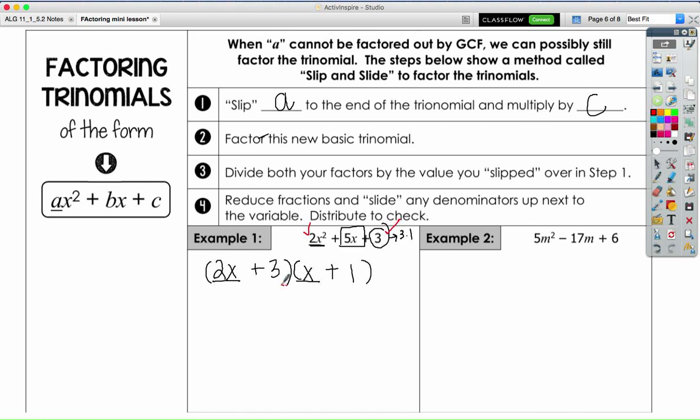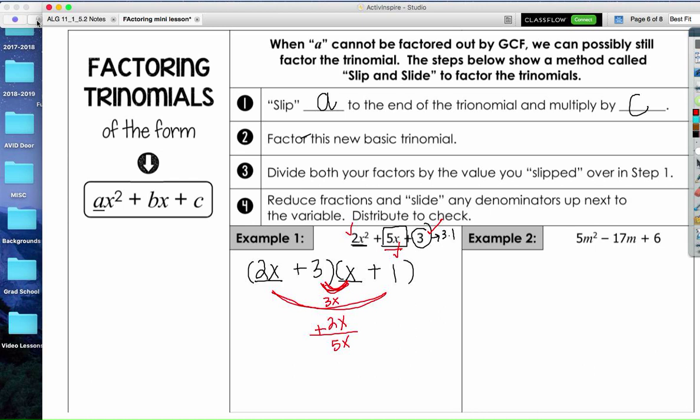We know that the middle term will come from the product of 3 and x, and 2x and 1. So 3 times x will be 3x. 2x times 1 will be 2x. 3x plus 2x will give us the 5x. So if you can't just see just the middle and you have to multiply out the whole thing to check, that is fine. But we know it's going to be just those two terms that do the middle, so that's really all you have to do to check.